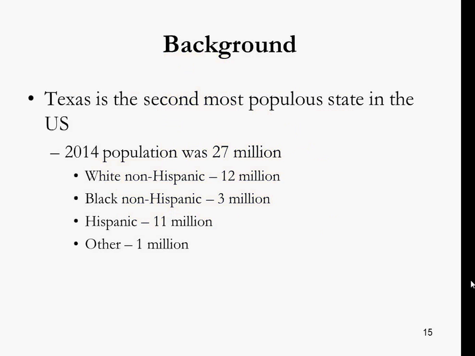Now, how big is Texas? Well, Texas is our second biggest state after California. It's about 27 million people. It's very diverse, although mainly the diversity comes through Hispanics. So there's about 12 million white non-Hispanics and 11 million Hispanics, 3 million blacks, and about 1 million of other ethnicities.